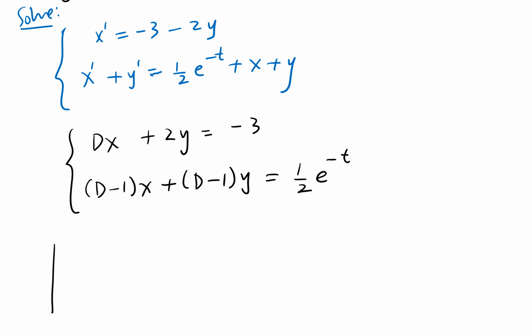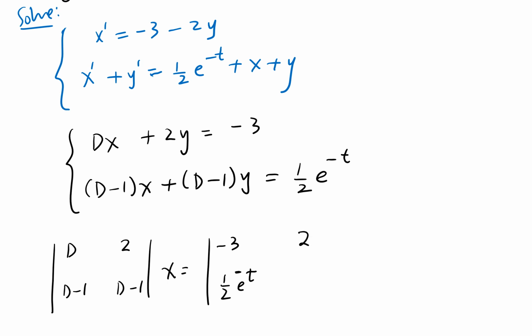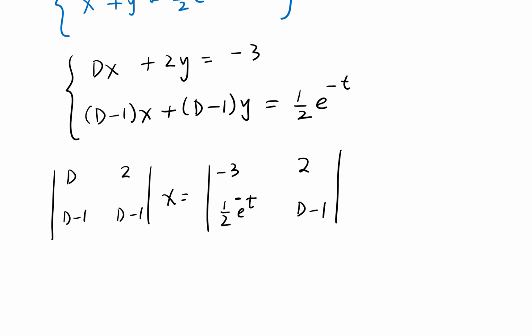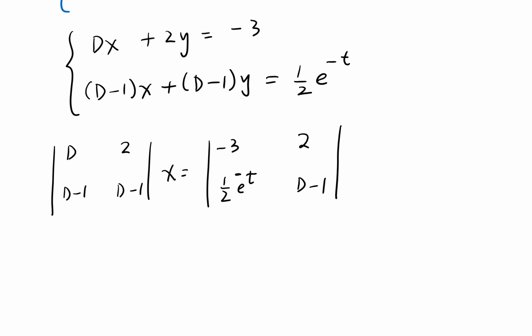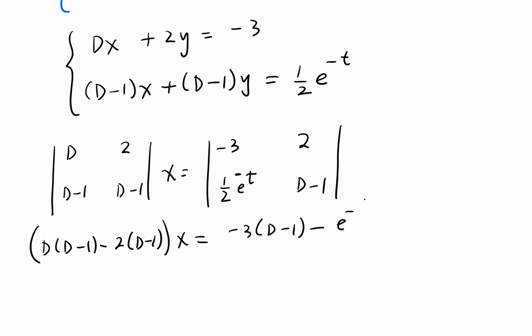And remember how we wrote down L1, L2, L3. So there's a D, 2, D minus 1, D minus 1. x equals the determinant. We replace the coefficient on the left side with negative 3, 1/2 e to the negative t. And here what we have is 2 and D minus 1. So now, what does that give us? It's (D minus 1)(D minus 1) minus 2(D minus 1), all x, equals negative 3(D minus 1) minus e to the negative t.